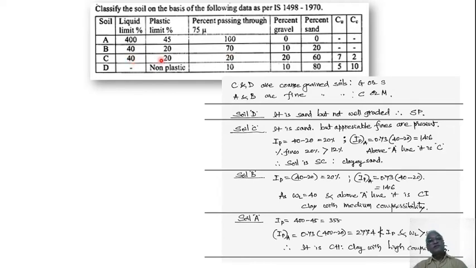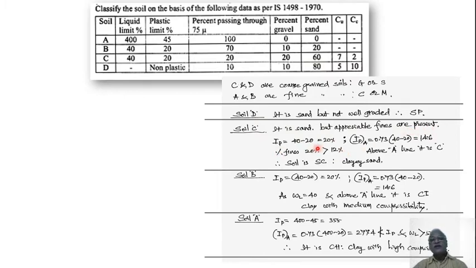So there is liquid limit and plastic limit, which gives you IP, plasticity index, which is the difference of these two. Here it is written IP is 40 minus 20, 20%, right? Soil C, it is sand. Comparing these two, it is sand, but appreciable fines are present.